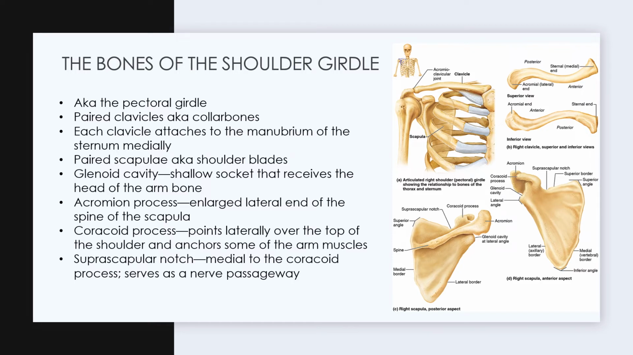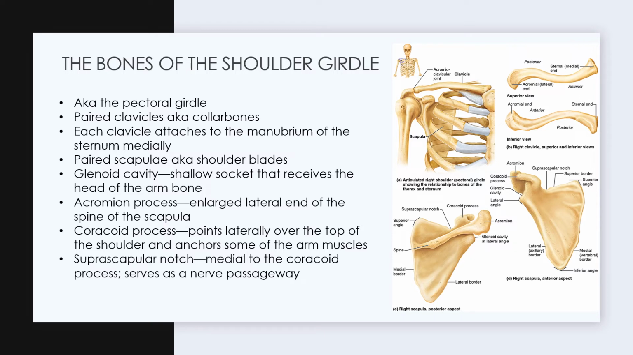Paired scapulae, your shoulder blades. The glenoid cavity is the shallow socket that receives the head of the arm bone, and the acromion process is the enlarged lateral end of the spine of the scapula. Coracoid process points laterally over the top of the shoulder and anchors some of the arm muscles. And the suprascapular notch medial to the coracoid process serves as a nerve passageway.